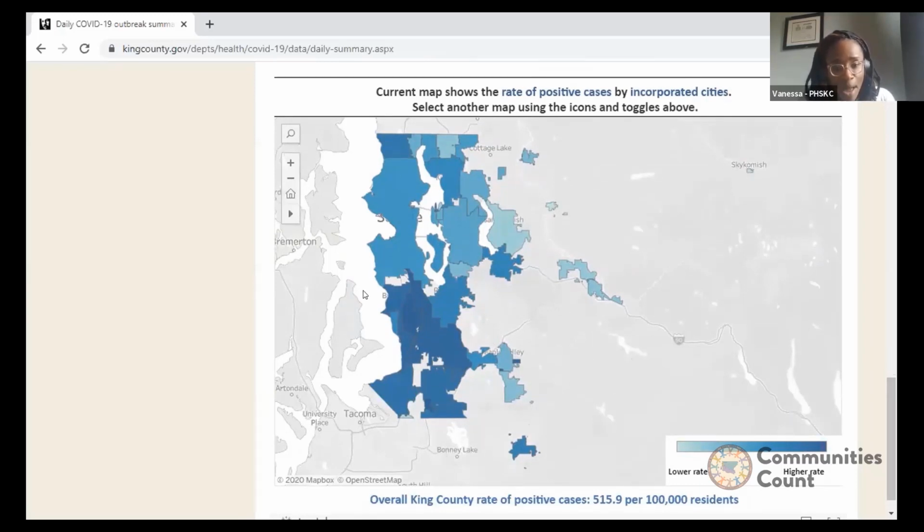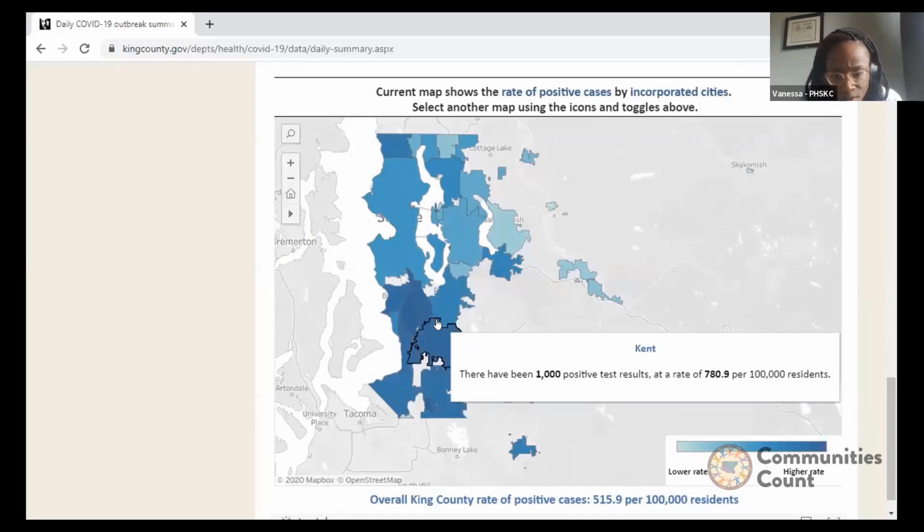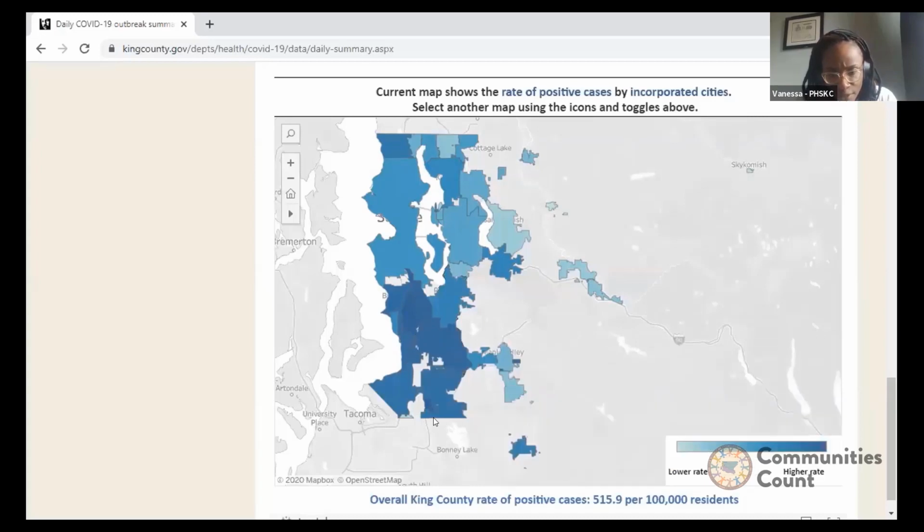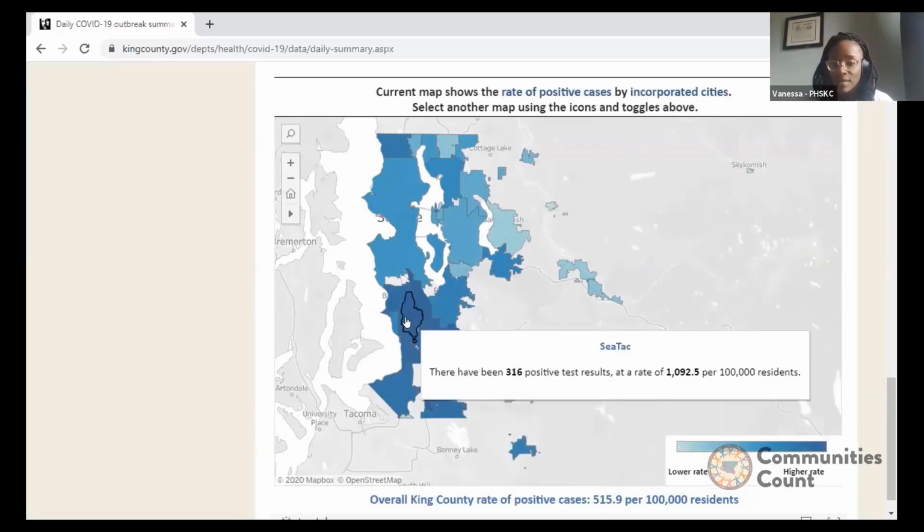So as we can see, if we look at the map of King County, South King County tends to have higher positivity rates than North King County. So here, if we look at Renton, right, there have been 651 positive test results at a rate of 644.2 per 100,000 residents. So if we think about how Renton compares to the overall King County population, they're higher than the overall King County population. And that might be a way to think about how we prioritize resources in this area, given the higher positivity rates. We also have this really dark region here, SeaTac, that is another area. So they have a positivity testing rate of 1,092 per 100,000 residents. Once again, that is higher than the overall King County rates.